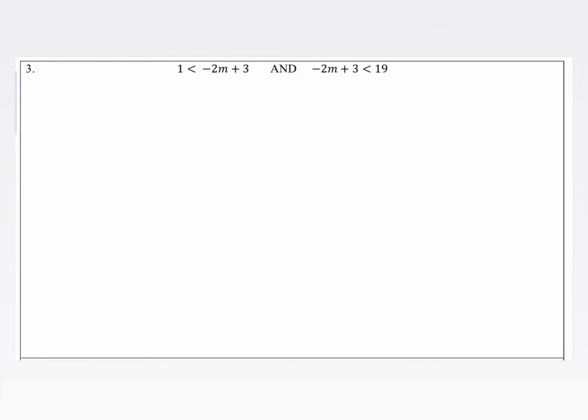Moving on to our next example. 1 is less than -2m plus 3, and -2m plus 3 is less than 19. So we first recognize that this is an and, we also notice that this is the same value right here. So we can actually write this in a compact form because we're dealing with our and compound inequality. So this is the same thing as 1 is less than -2m plus 3, which is less than 19. We just sandwiched it in between.